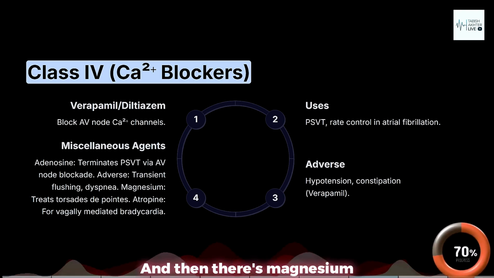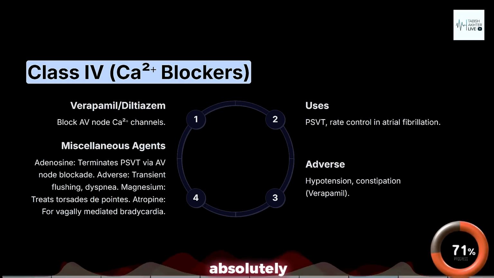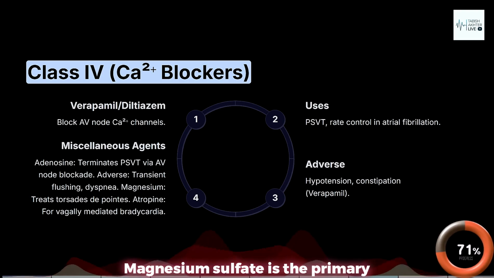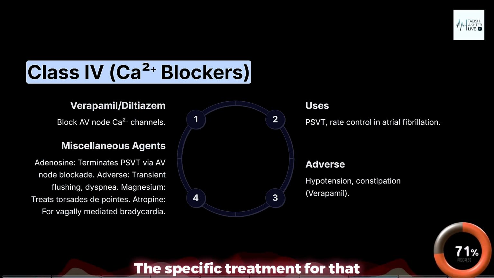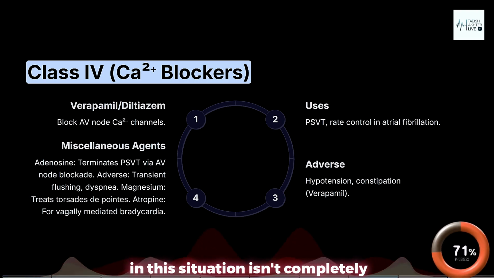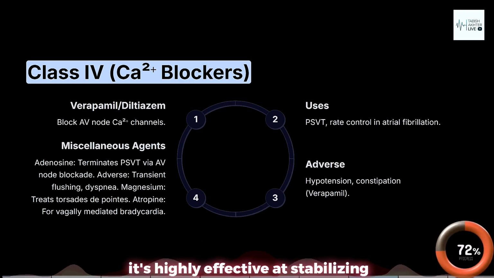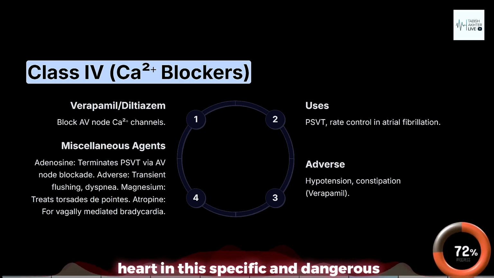And then there's magnesium. We often hear about that in the context of specific cardiac emergencies. Yes, absolutely. Magnesium sulfate is the primary go-to treatment for torsades de pointes. The specific treatment for that twisting rhythm. That's the one. While the precise way it works in this situation isn't completely understood, it's highly effective at stabilizing the electrical activity of the heart in this specific and dangerous arrhythmia.